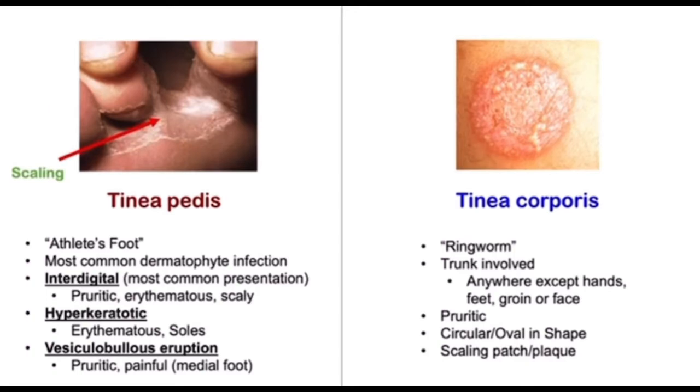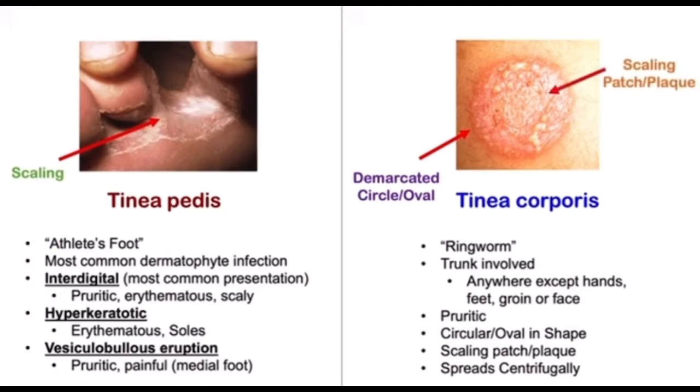A patch is a flat lesion that's greater than 1 centimeter. A plaque is a raised lesion. It spreads from the inside outward, so it can continually get larger and larger from its central location. Again, we take a look at the image here. It's a very well demarcated circular oval, and when we take a look at the lesion itself, it's a scaling patch or plaque.